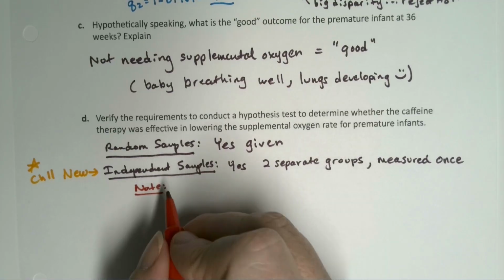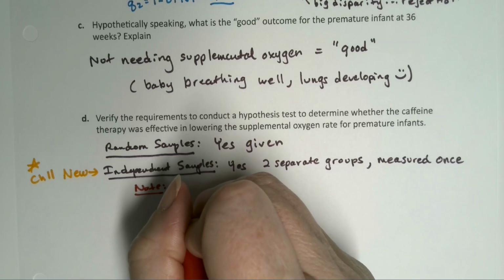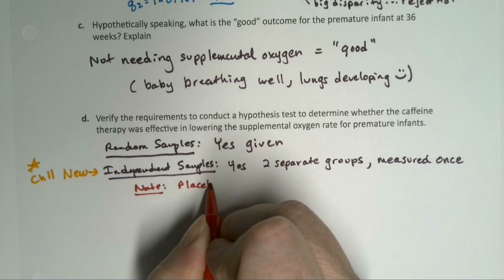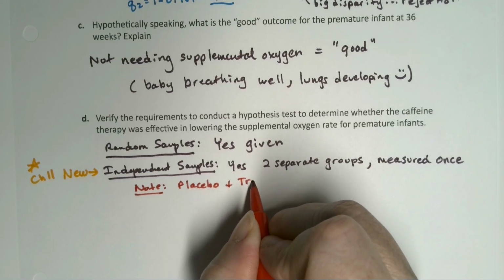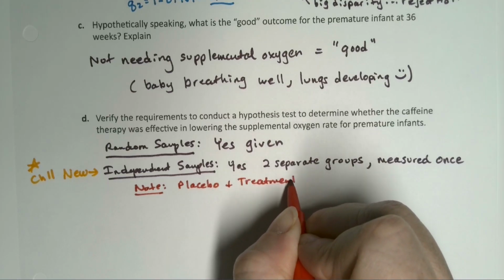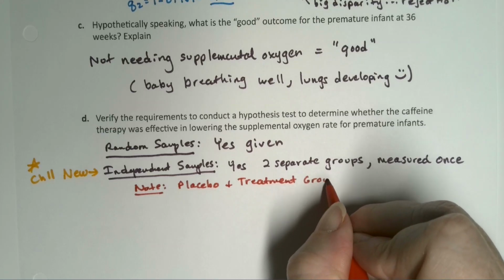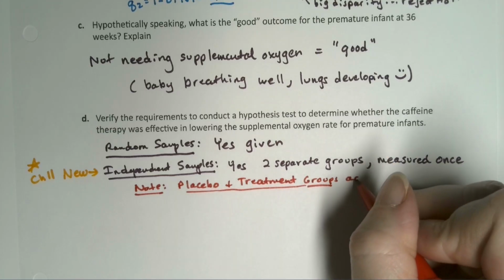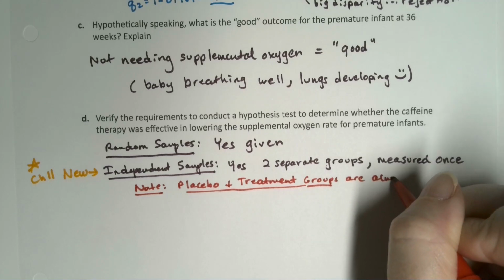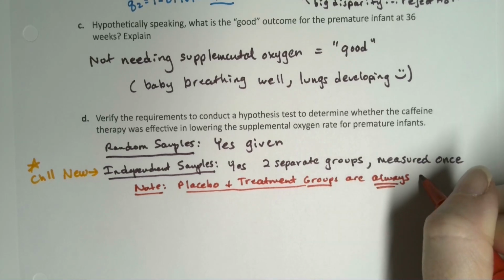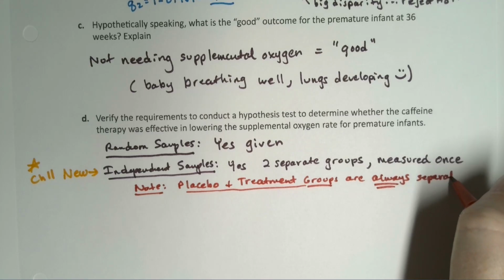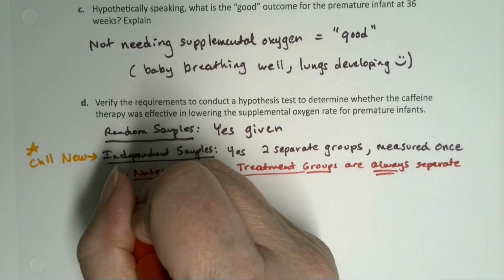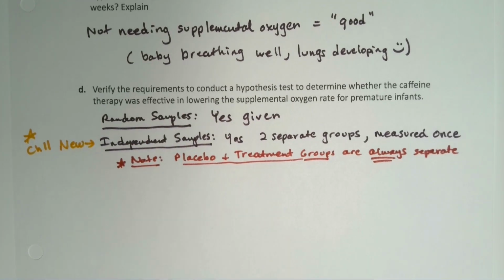Placebo and treatment groups are always independent. That's kind of the whole point, is that they've been randomly placed into groups that don't mix. So when you have a treatment like a caffeine therapy and a placebo group, those are always separate. That's how designed experiments work. So just a little note right there. All right, that's the new piece.